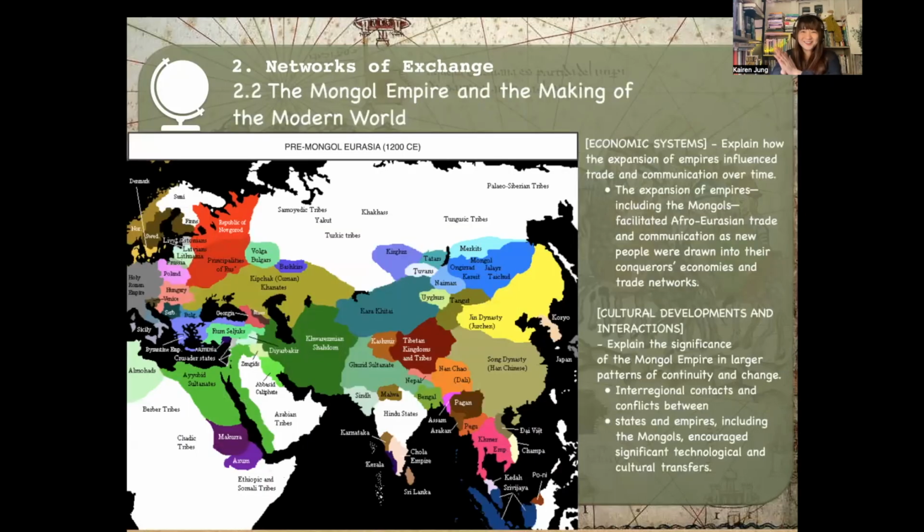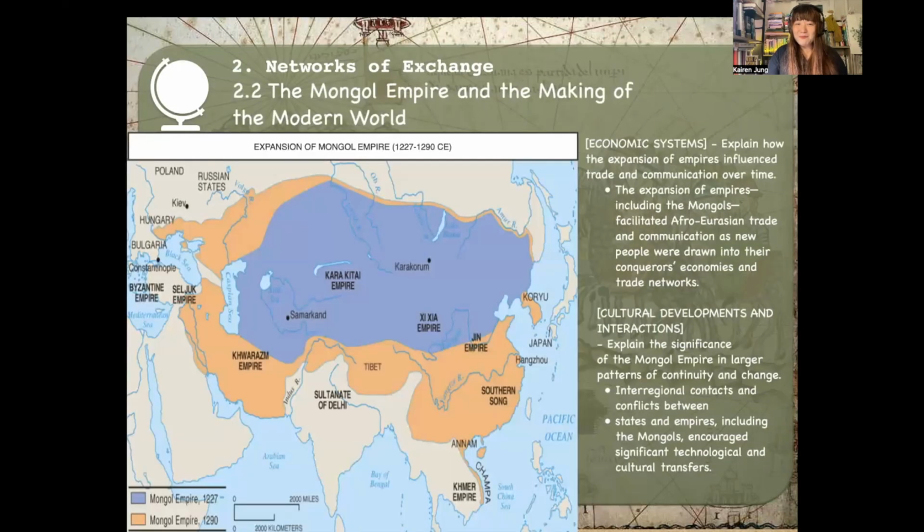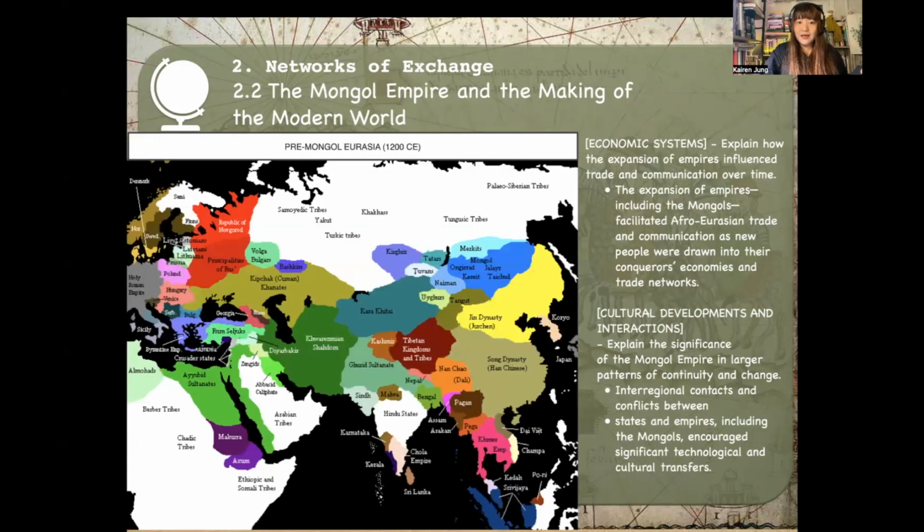Now for the Mongol Empire and the making of the modern world. This is a map of pre-Mongol Eurasia in 1200 CE. This is a map of how the Mongol Empire expanded afterwards, 1227 to 1290 CE. In that single, almost one generation and a half, you had the expansion of the Mongol Empire across the known world at that time. It's incredible. So look at that difference.